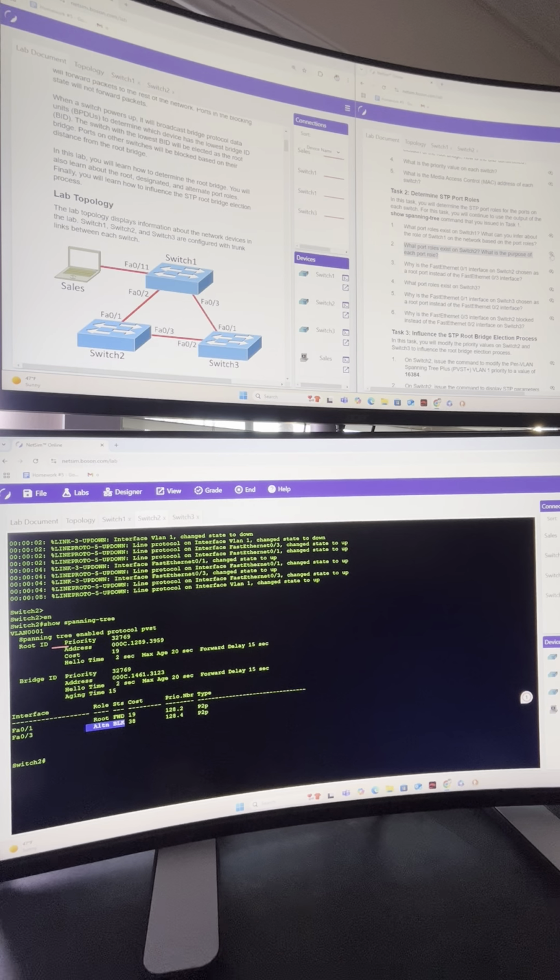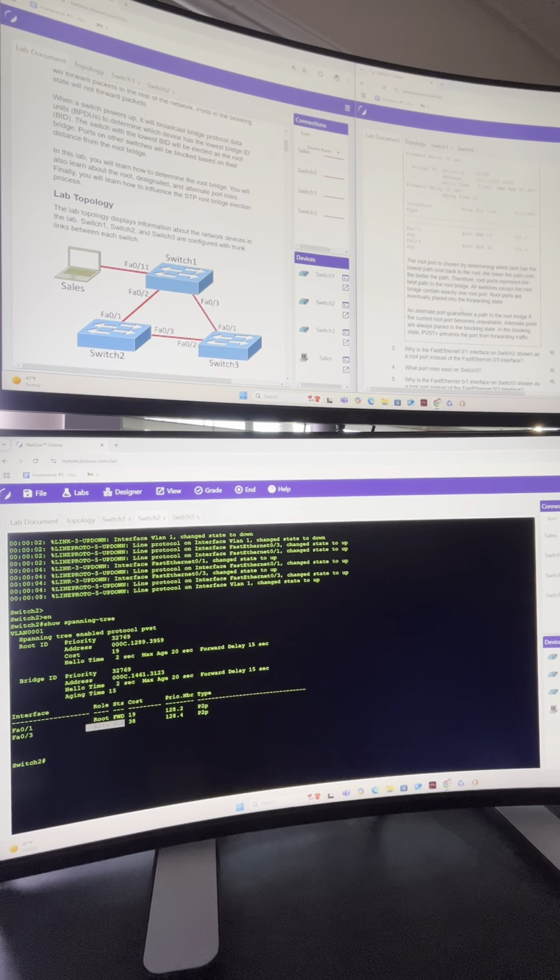Okay, so let's see what Boson is going to say. It says the root port is chosen by determining which port has the lowest path cost back to the root. The lower the path cost, the better the path. Therefore, root ports represent the best path to the root bridge. All switches except the root bridge contain exactly one root port. Root ports are eventually placed into the forwarding state.